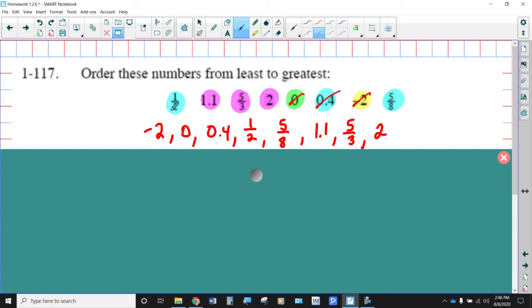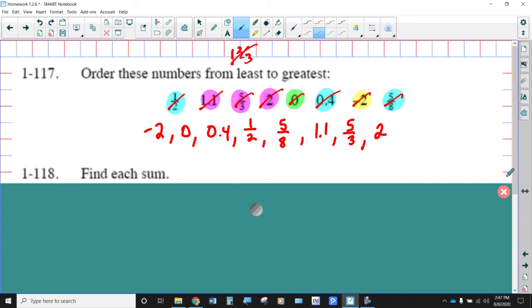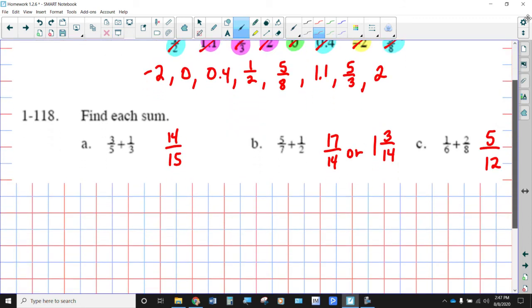Start with the 4/10, then the 1/2, then the 5/8. And now the numbers that are greater than 1. This is like, what is that, 1 2/3? So this number is closer to 2 than it is to 1, and this is very close to 1. So then you'd have your 1.1, your 5/3, and then your 2 is your greatest number. Now, if you want to set all this up on a number line, I encourage that. It's a good idea to reference a number line, but there are other strategies you can use without a number line.